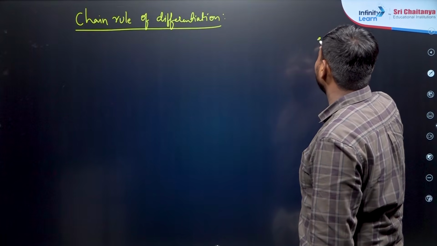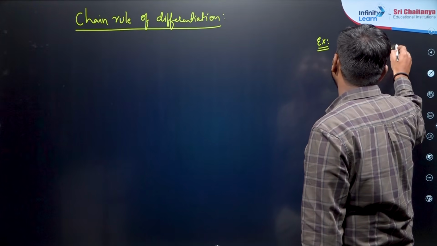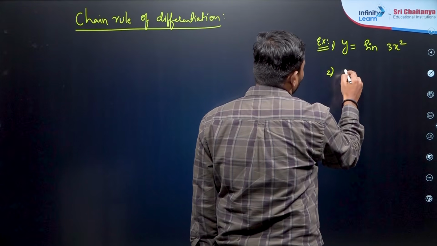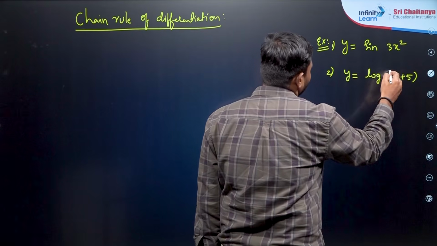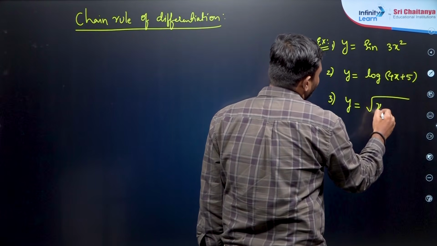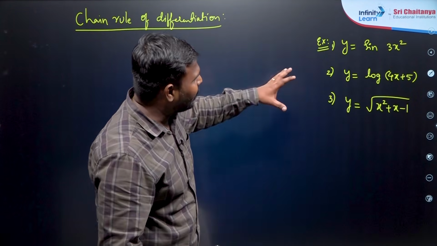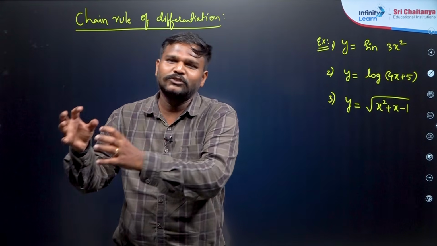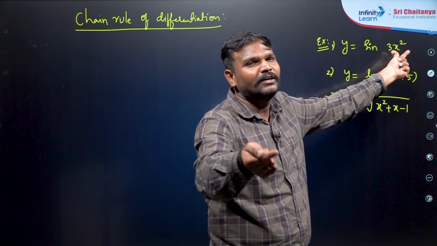Let us say your question is looking like y is equal to sine 3x square, or your question is looking like y is equal to log of 4x plus 5, or your question is looking like under root of x square plus x minus 1. If you have a question of only sin x, then you know the derivative of sin x is cos x, or if the question is 3x square, you know the derivative is 6x.